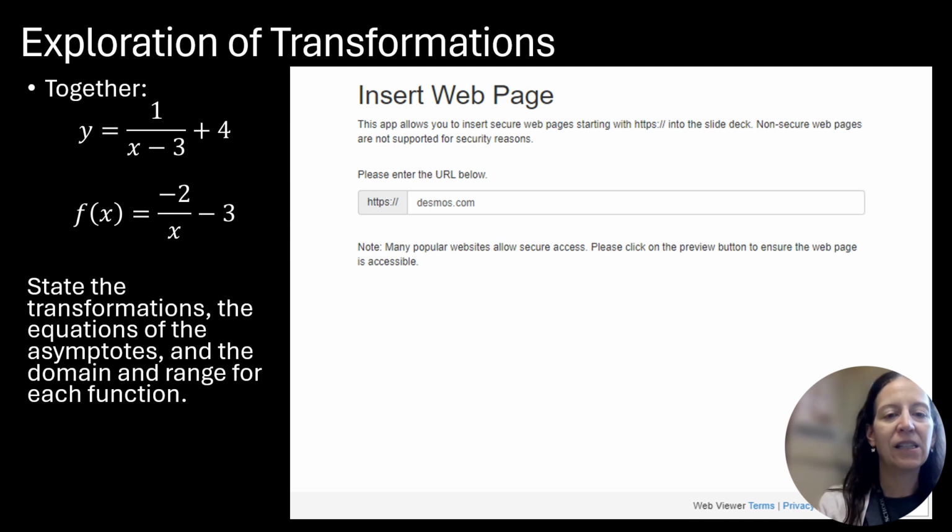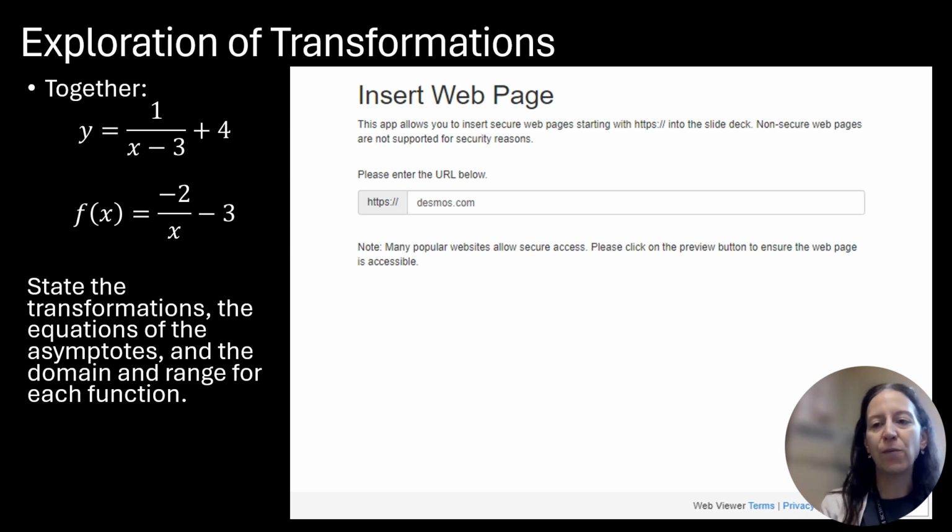So let's look at the next one, which is y equals 1 over x minus 3, plus 4. And you can see why we don't do transformations starting with these functions. We start with absolute value because it's much easier to see. But the concepts are the same.